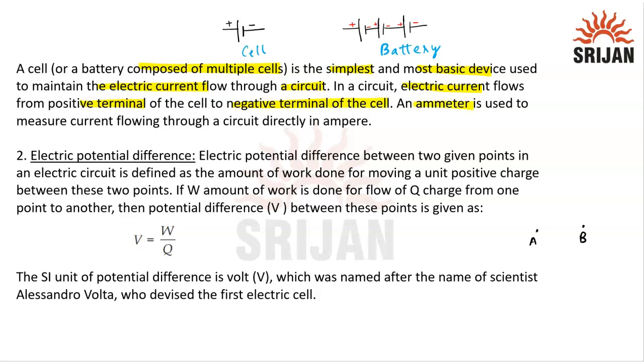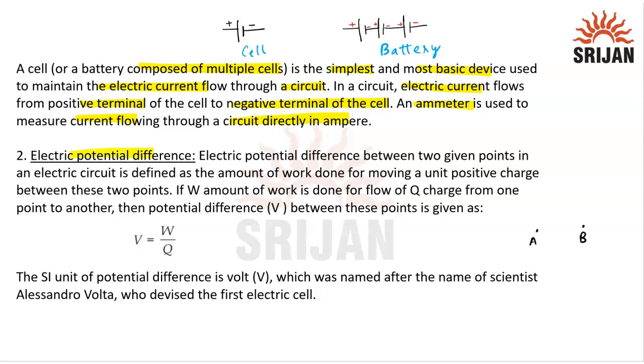Then we use an ammeter. An ammeter is simply a device used to measure the amount of current flowing through it. Suppose there is some current flowing in a circuit: we put the ammeter there and we will be able to see how much current is actually flowing in that circuit. The answer could be 2 ampere, 3 ampere, etc., depending upon the current.